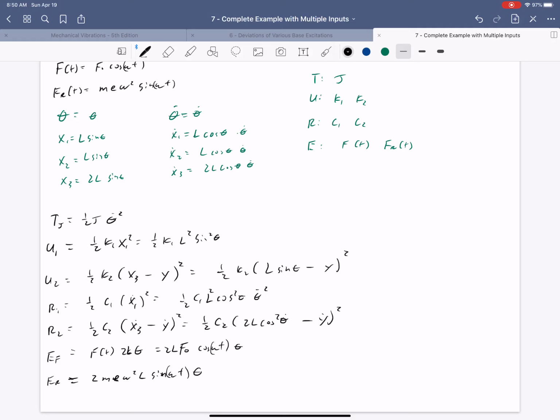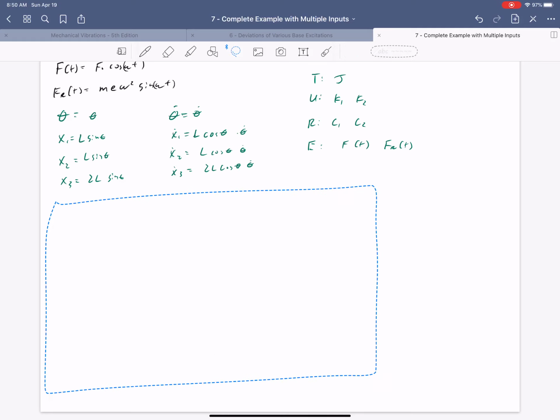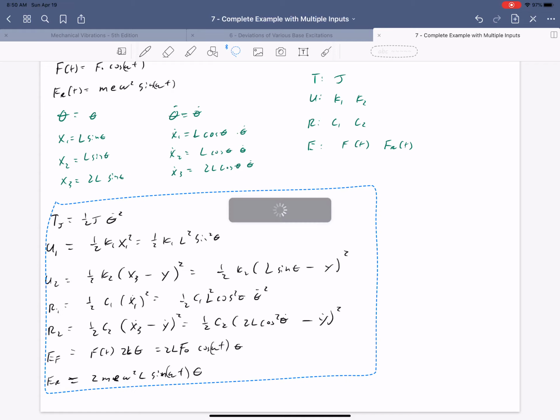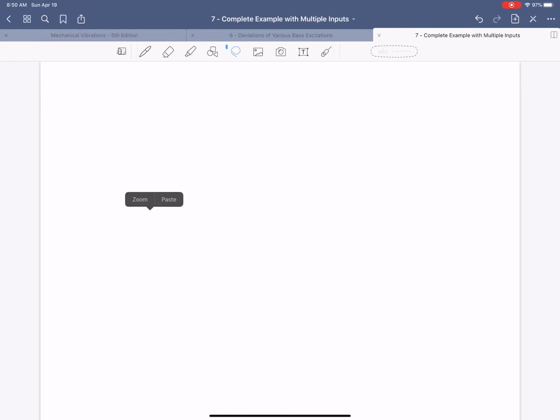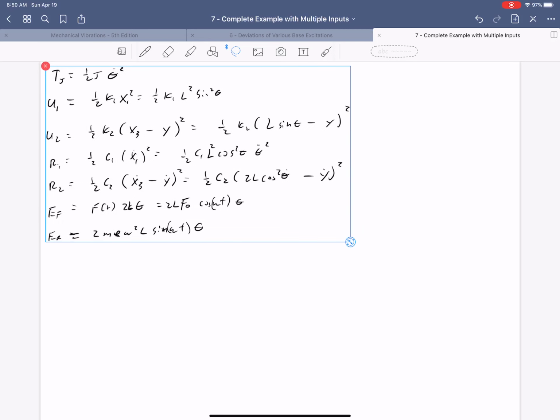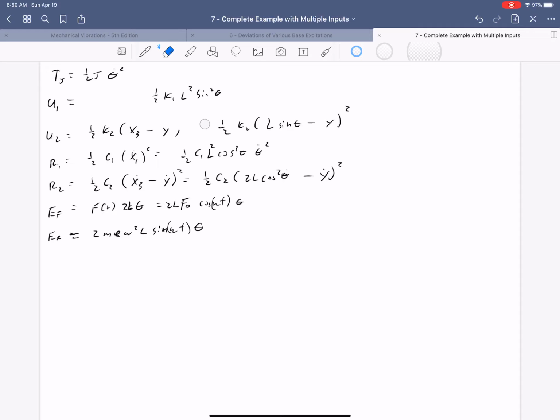Okay, I'm going to copy this all over to the next page so we can do our Lagrange, which is, of course, our favorite method. So I'm going to get rid of this stuff.